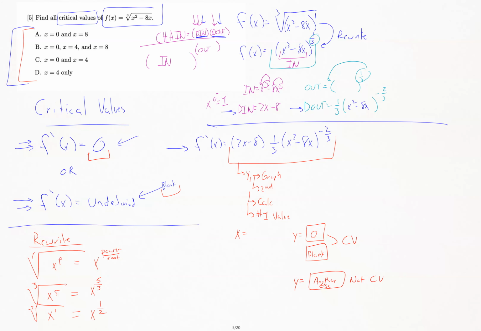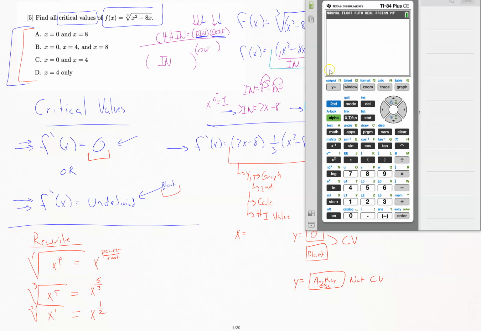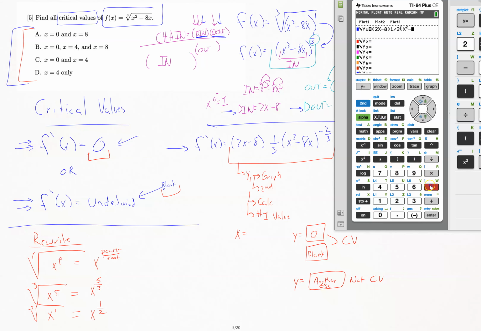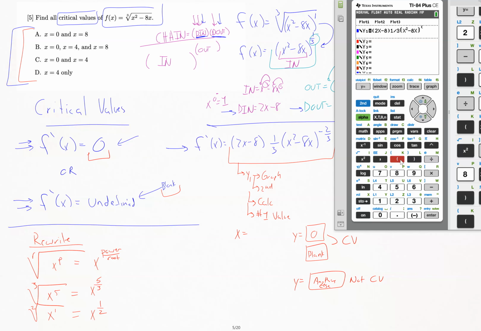So I'll open up my calculator and I'll shove this equation into my y equals. I'll move it a little bit to the side so we can read it a little bit easier. So that'll be parentheses 2x minus 8, close it, and then I've got 1/3, so 1 divided by 3, and then open a parentheses, and x squared minus 8x. Close it, and then we'll raise this, and especially if you have one of the older calculators, whenever you raise something to a power, you need to open a set of parentheses, -2 divided by 3, and then close it. So we shoved it into y1.